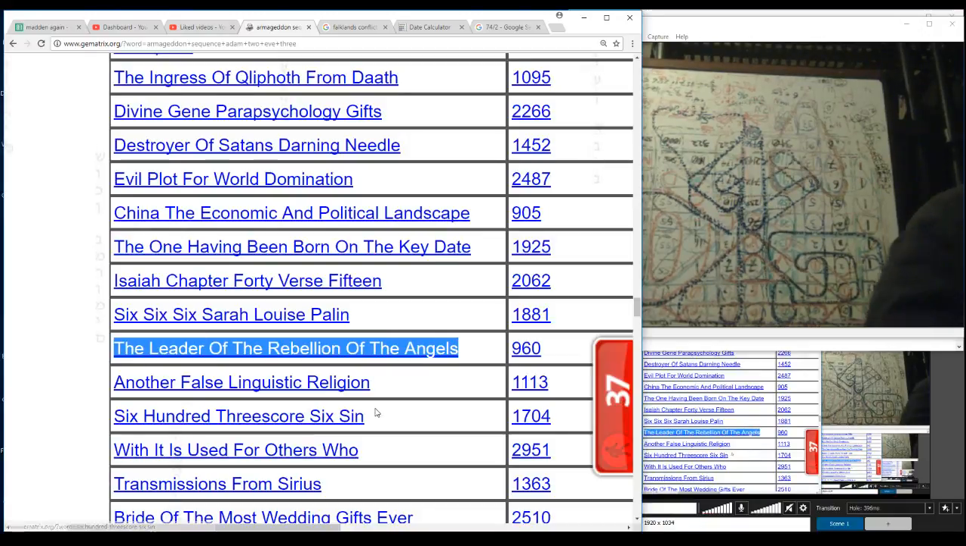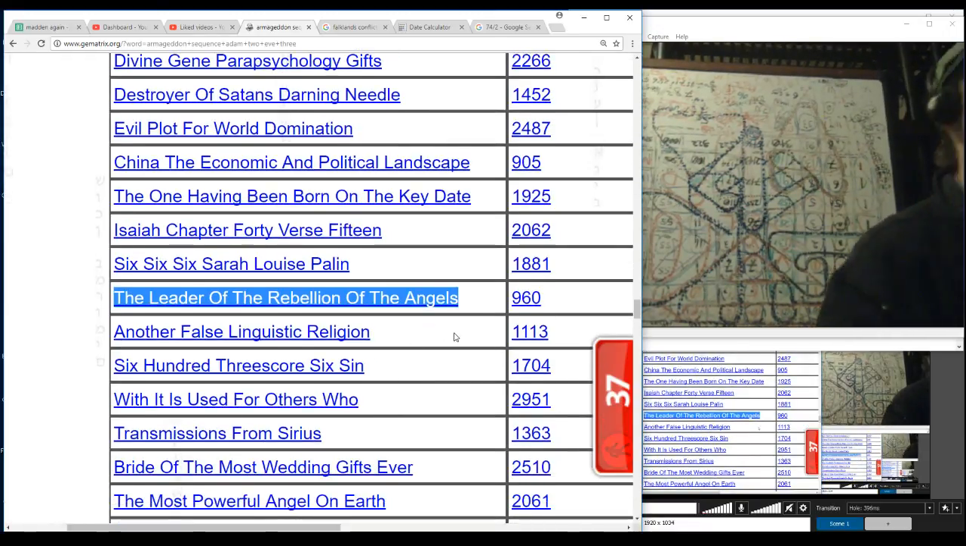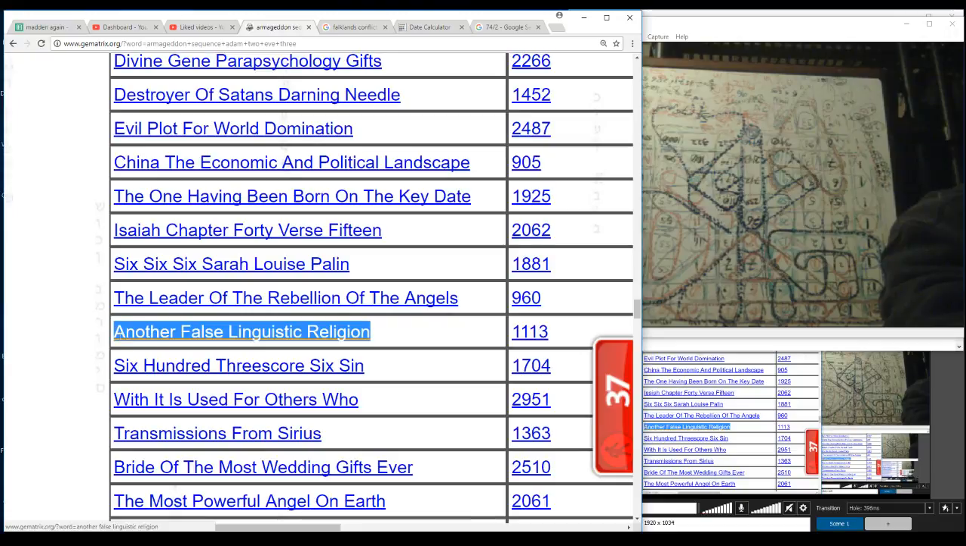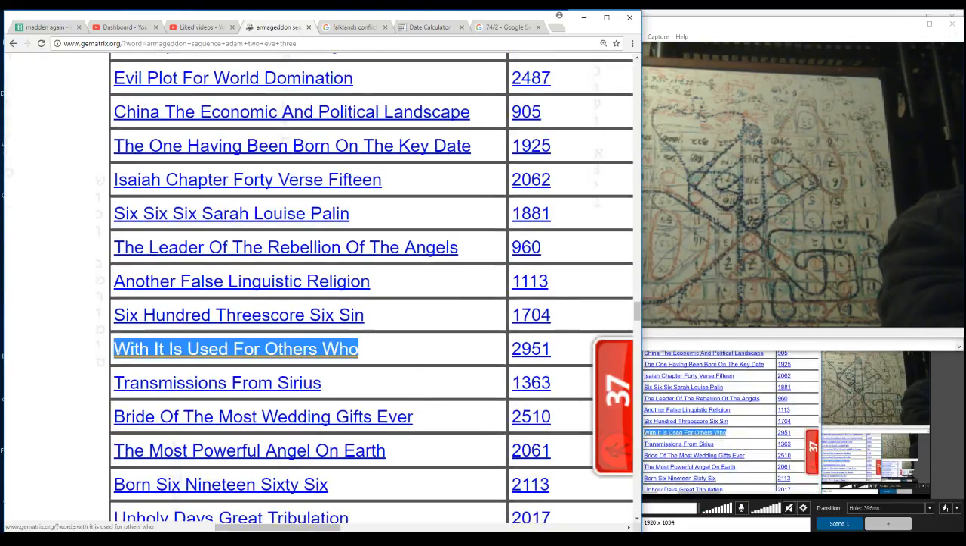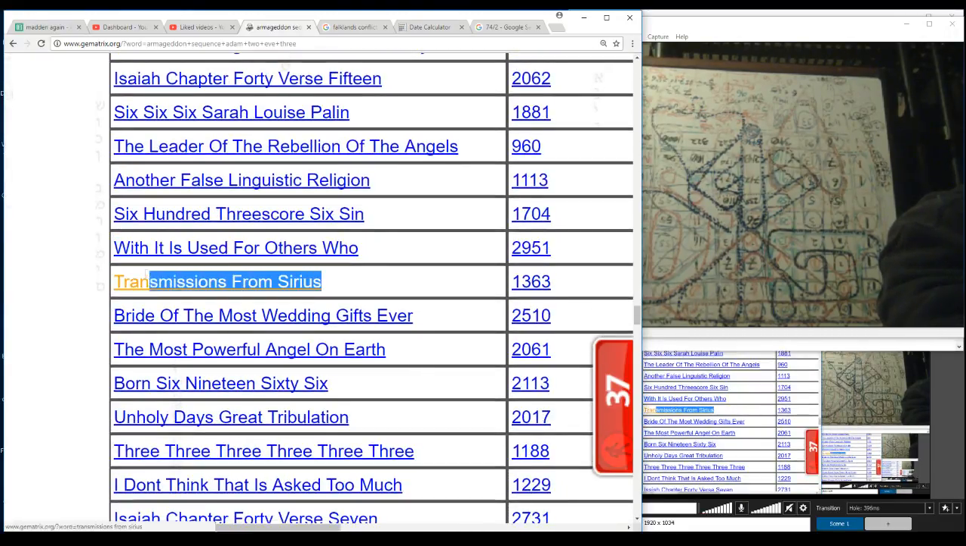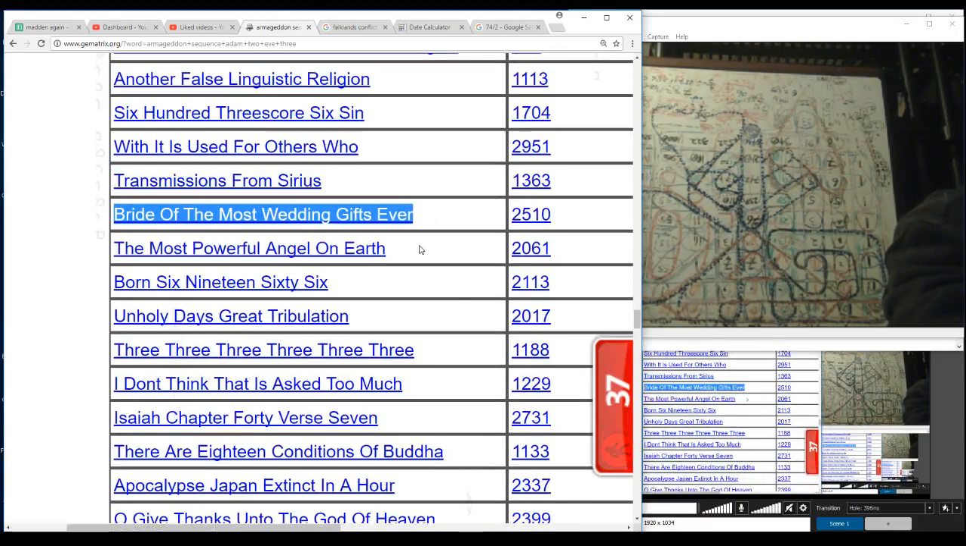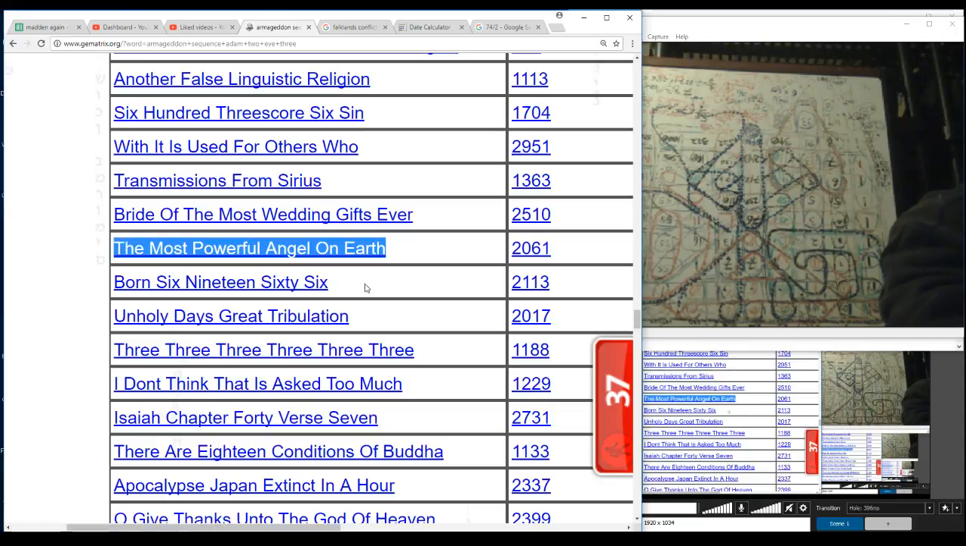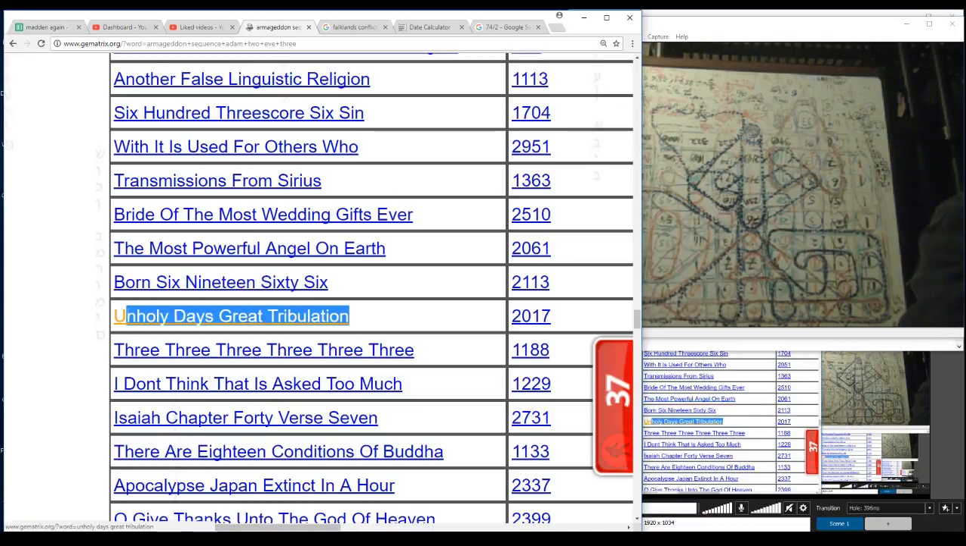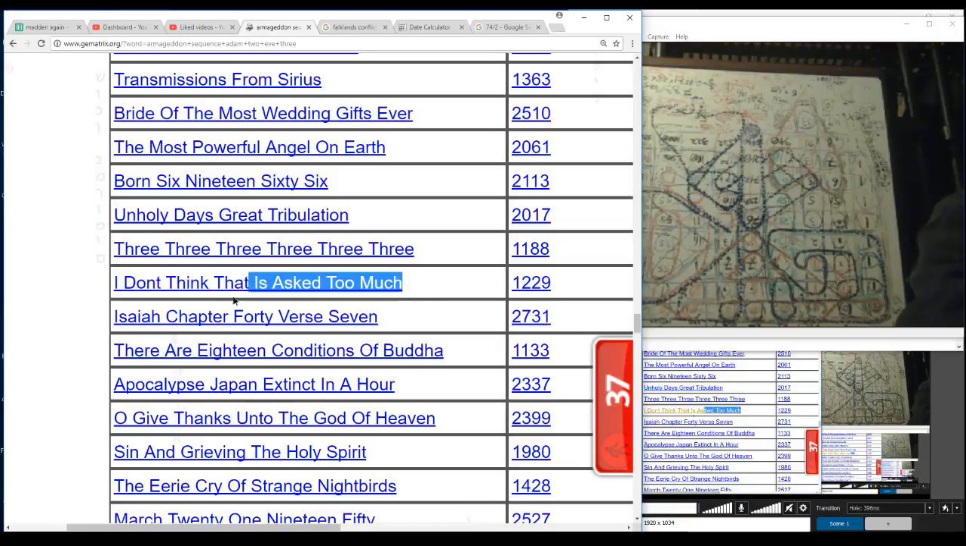The leader of the rebellion of the angels. What is this? Is this me? Sure. Like I want that job. Doesn't sound like it pays very good. Another false linguistic religion. Transmissions from Sirius. Nice. Bride of the most wedding gifts ever. Uh-huh. Oh, the most powerful angel on earth. On earth. On the dirt? Martin 6:19. That's not me. Unholy days, great tribulation. No. I don't think that is asked too much.